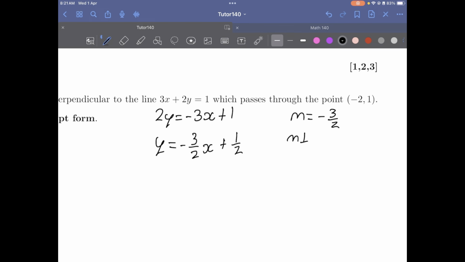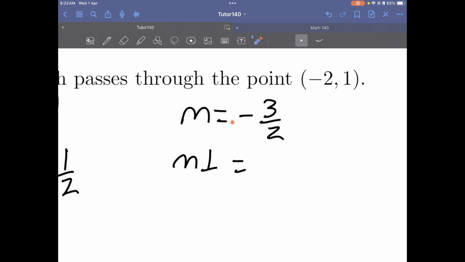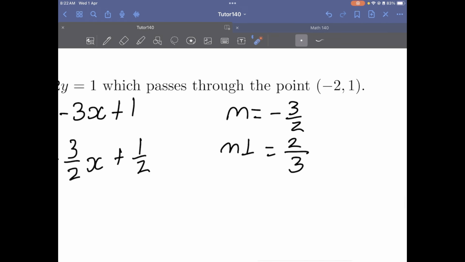So the perpendicular line to that, you're going to take the negative reciprocal. What I mean by that is multiply it by -1 and then flip it. So when I multiply this by -1, this would give me positive 3/2. And then when I flip it, it would give me 2/3. So perpendicular to this would be positive 2/3. I flipped the fraction and then I multiplied it by -1. Okay, so I took the negative reciprocal of it.